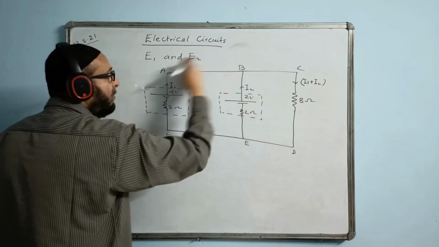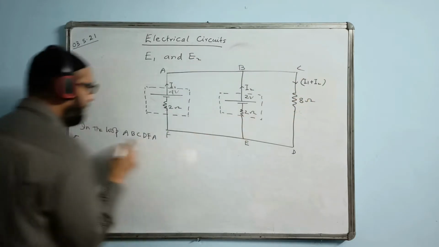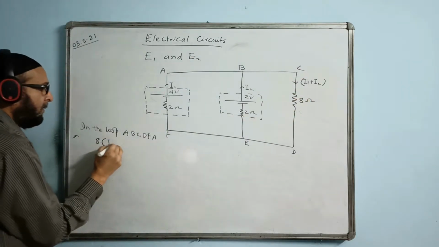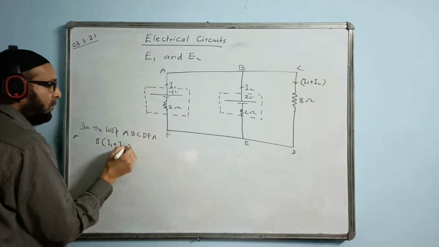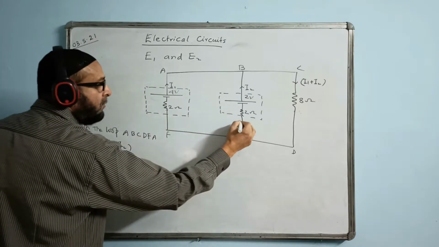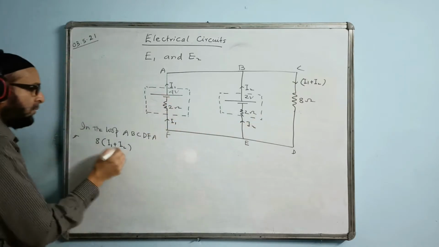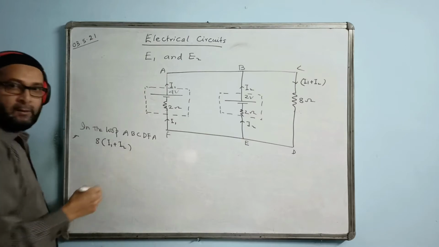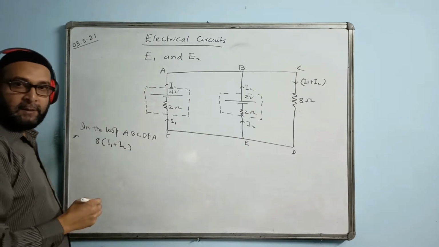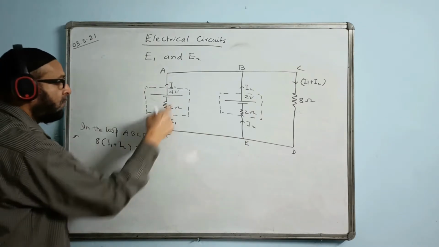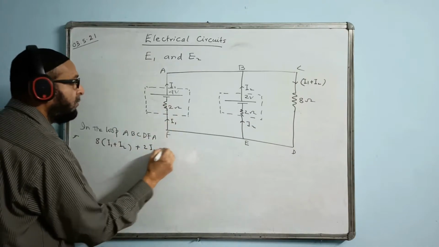So what are the currents here? Here I see only one. So this is 8 times I1 plus I2. Then of course I2 will go back to its own source and I1 will go back to its own source. So 8 times (I1 plus I2), plus 2 times I1, equal to 4.